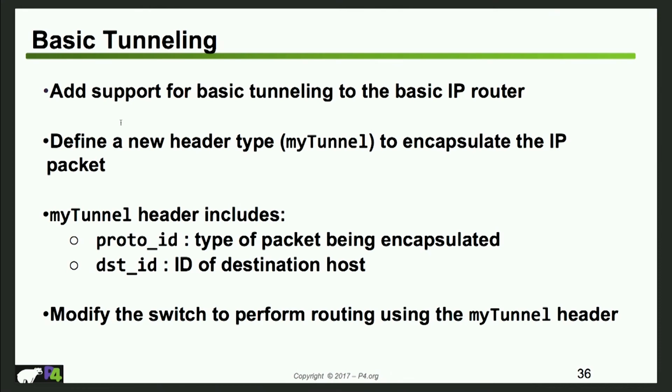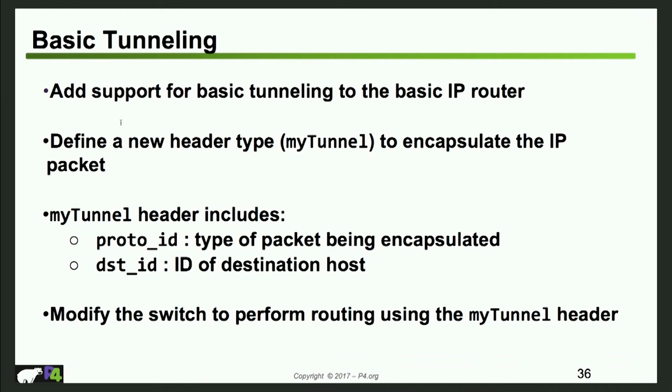Okay, so I just want to go through the basic tunneling exercise, as far as what you're supposed to do. In this exercise, we're building directly on top of the IPv4 router, and we want to define a new type called mytunnel, which is used to encapsulate the IP packets. This mytunnel header will contain 2 fields, the proto ID, which just specifies the type of packet being encapsulated, as well as the destination ID. That's the destination of the host that we're trying to send to.